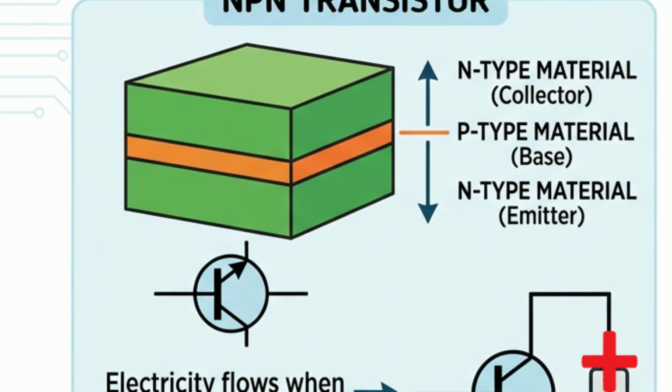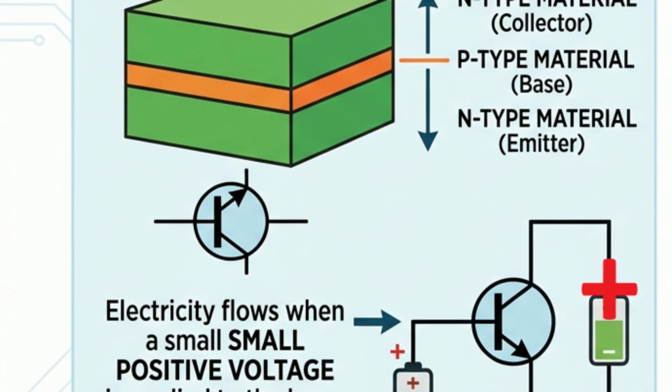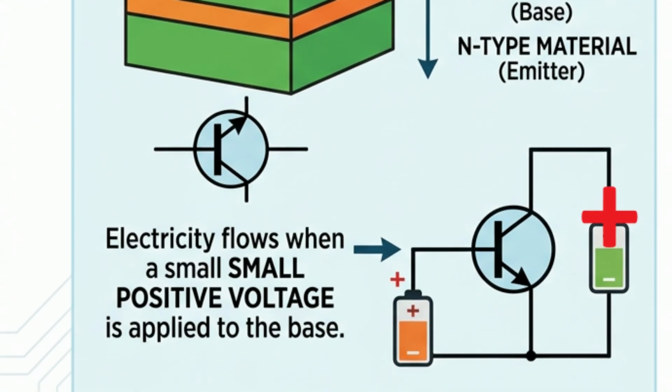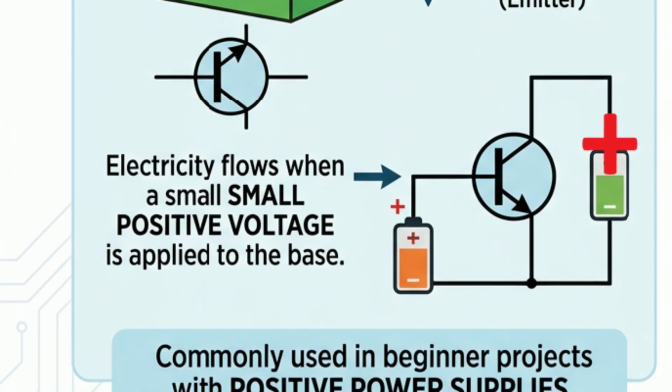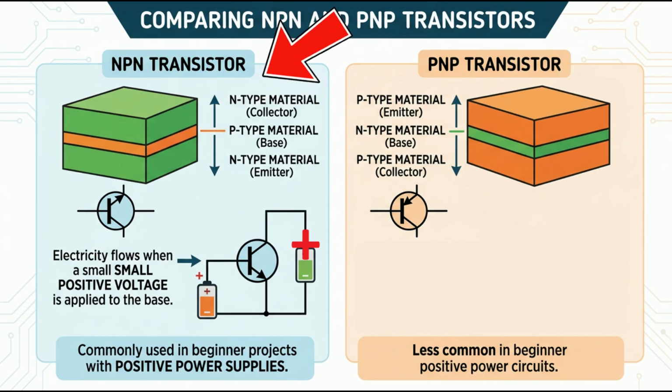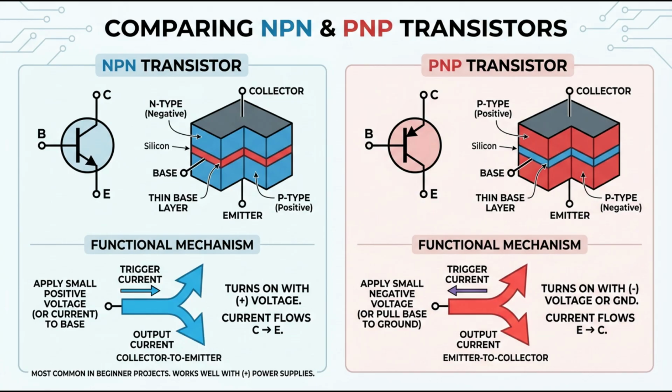Now let us talk about the two main kinds, NPN and PNP. The names simply describe the layers of silicon material inside. In an NPN transistor, the outer layers are negative type material, and the middle thin layer is positive. In a PNP transistor, the outer layers are positive, and the middle is negative. The difference matters for how you connect power.